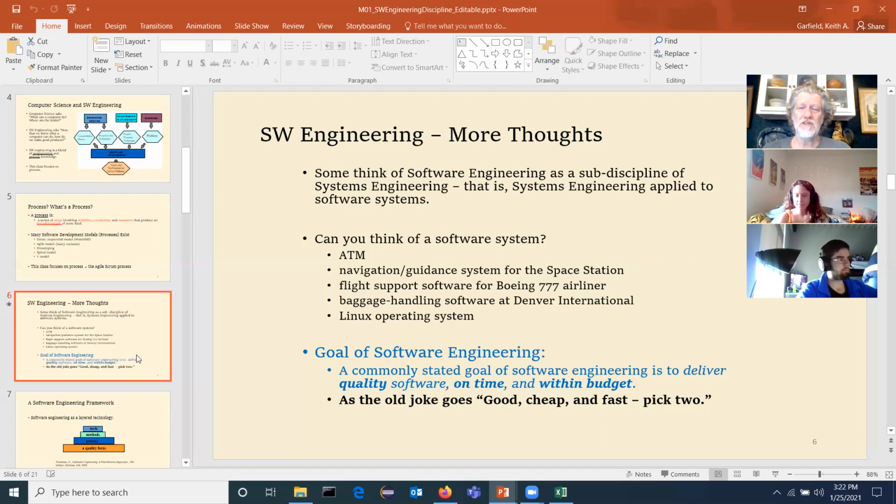The navigation guidance system is not just a software product. Why? Because it has to use physical sensors, physical receivers, antennas, in order to receive signals, to do the work, to figure out where you are and where you're going. Almost every system ultimately becomes a software-hardware blend. Well, hardware is clearly outside of software engineering, therefore we're talking about systems engineering. And again, we come back to quality software, on time, within budget, and good, cheap, and fast, pick two.